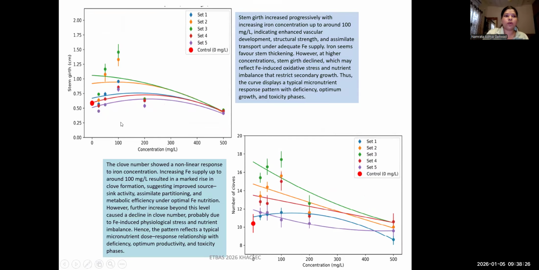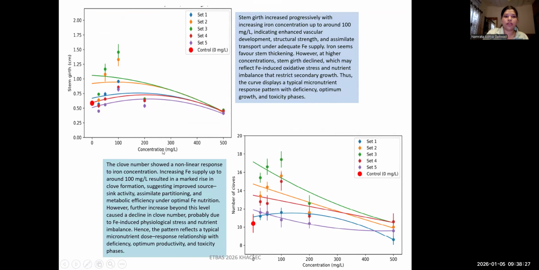The next graph is about stem girth and concentration. This graph shows that around 100 mg per liter, the Fe2O3 has in some way supported the increase in stem girth, and further for higher concentrations, the stem girth has reduced. As you can see, for set 4 and set 5, it has reduced, and the red mark shows the control, which is 0 mg per liter again.